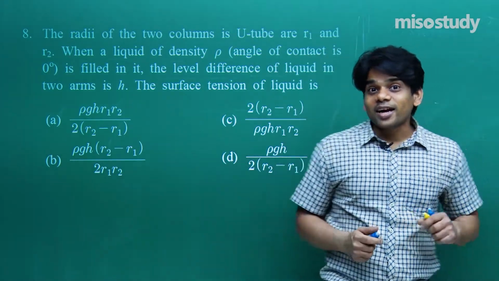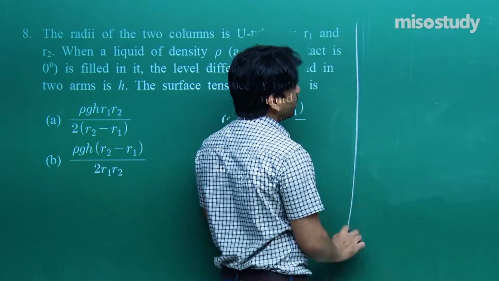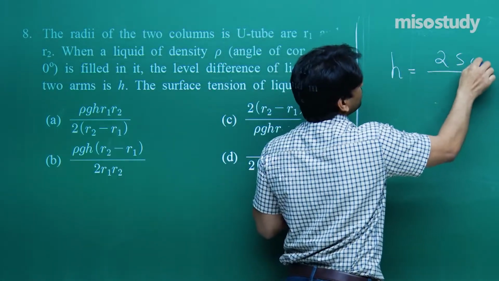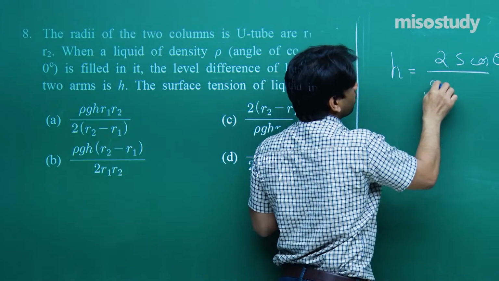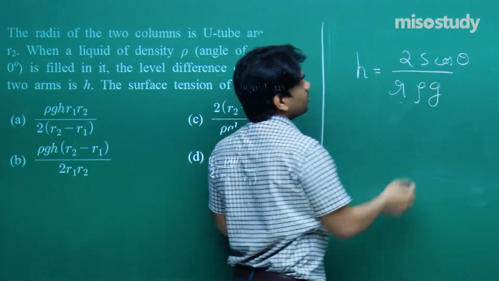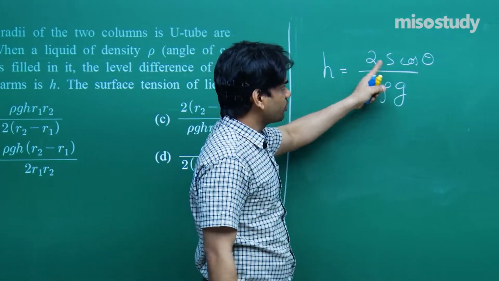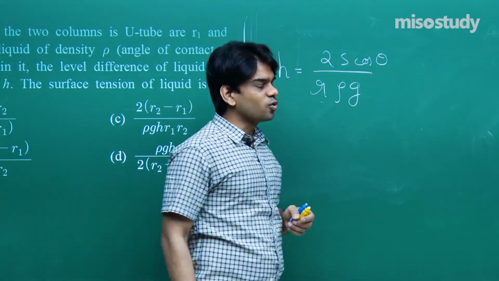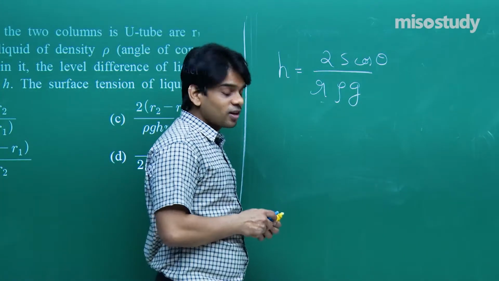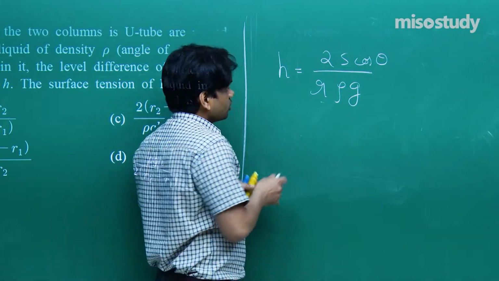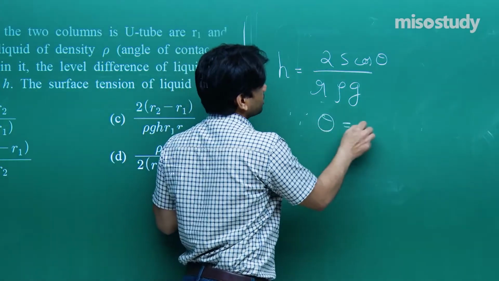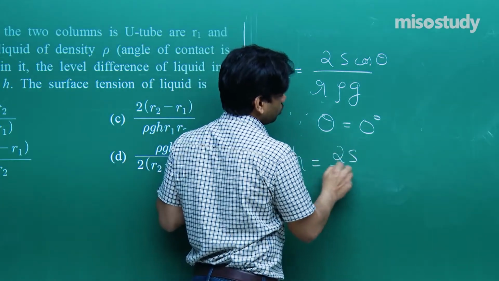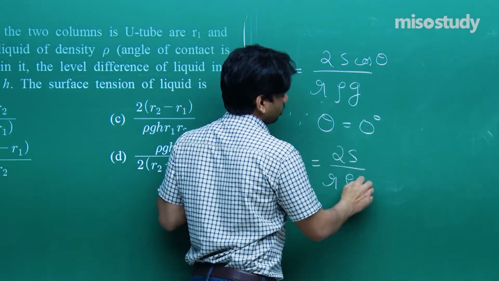We all know that the height of liquid in any tube is given as 2s cos theta upon r rho g, where the symbols have their usual meaning. S is for surface tension, r is for radius, rho is for density, g is for acceleration due to gravity, theta is for the contact angle, that is 0 degree here. So since theta is given as 0 degree, you may use height as 2s upon r rho g.